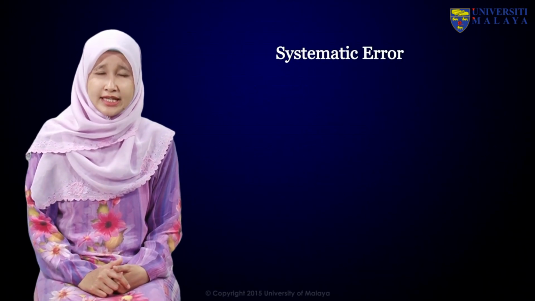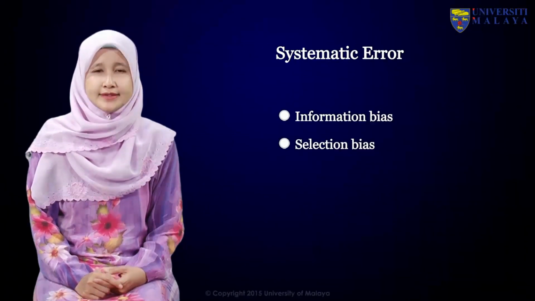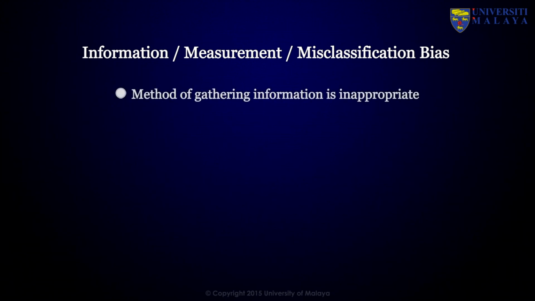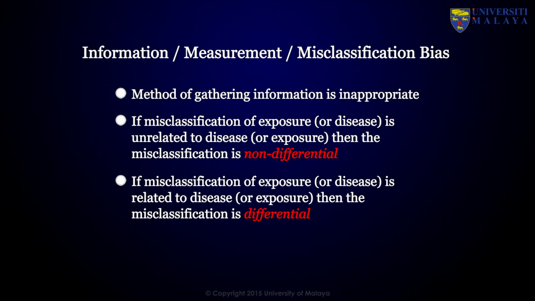Systematic error can be classified into three: first is information bias, selection bias, and confounding. Information or measurement bias can occur when the method of gathering information is inappropriate. If misclassification of exposure or disease is unrelated to disease or exposure, then the misclassification is non-differential. If misclassification of exposure or disease is related to disease or exposure, then the misclassification is differential. It will distort the true strength of association.